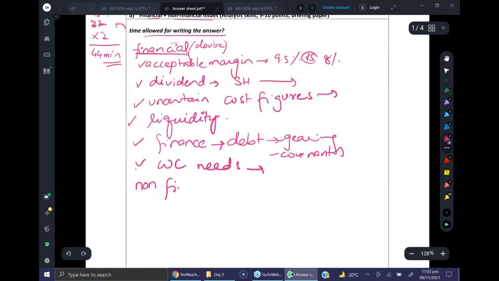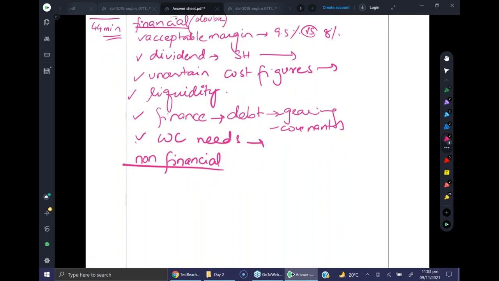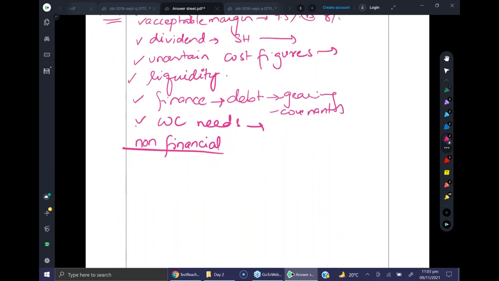Non-financial, can you guys quickly tell me some of the non-financial things we were able to highlight from the exhibits, or generally your own ideas? Reading this case study gives you some ideas of what the non-financial factors might be. I would like to hear from you. Any 3-4 points? I know at this time the energy level is going down, but one last effort.